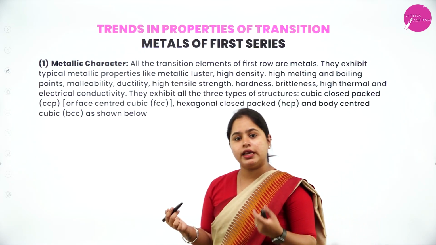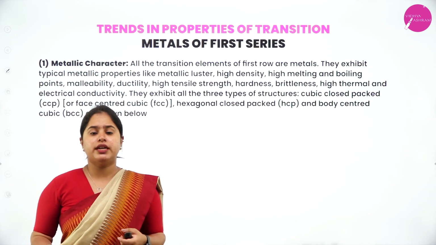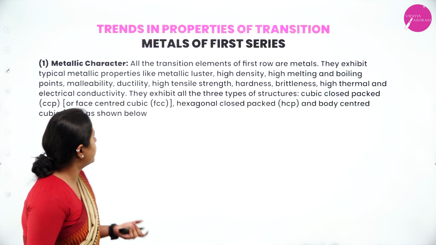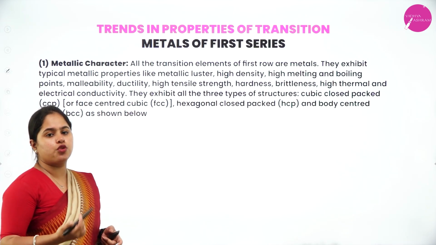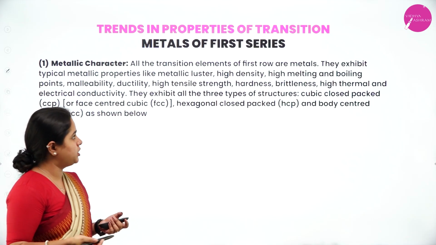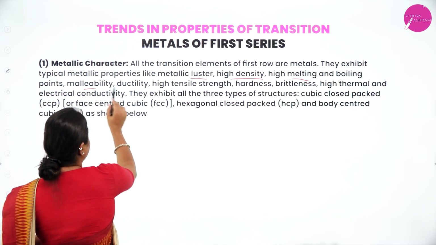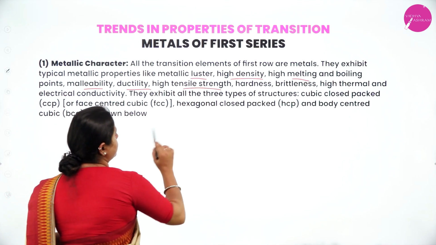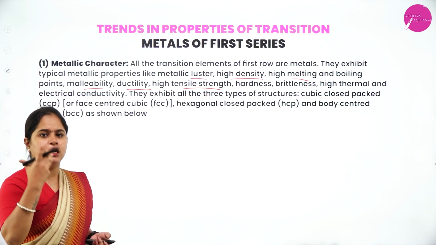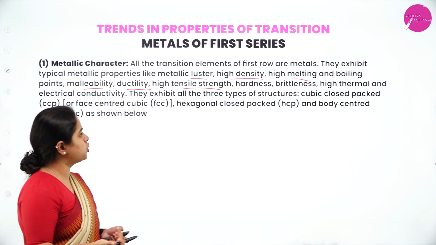So we already know that d-block elements are metals, right? So of course they will have all the properties shown by metals. All the transition elements of the first row are metals. They exhibit typical metallic properties like metallic luster, high density, high melting and boiling points, malleability, ductility, tensile strength, hardness, brittleness. All of those properties which are shown by metals, the d-block elements, the first transition series, will also show, right?